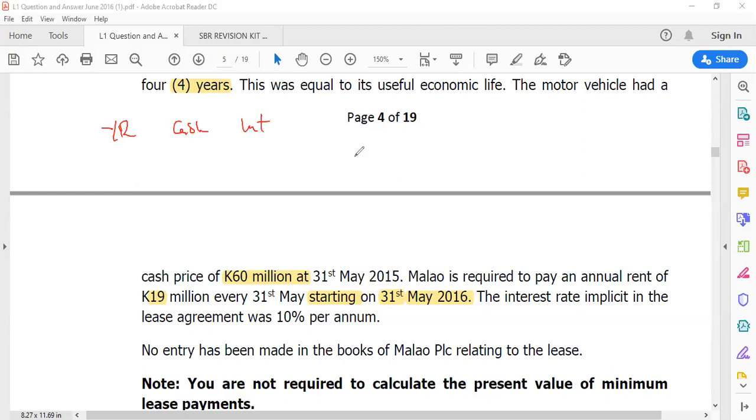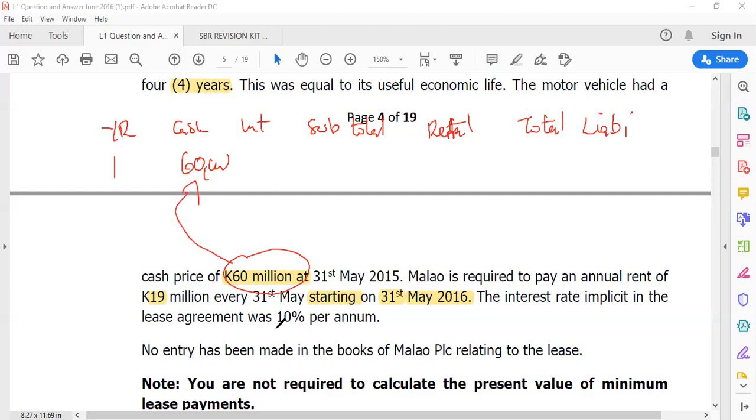Okay. What else do we do? We are going to bring in the subtotal here. So the subtotal, you bring it there. What else do you have? You're going to have the rental. There is rental payment. And then you've got the total liability, which is going to be the non-current liability in this case. So year one, the lease is worth 60 million. You see that figure there? You just take it there.